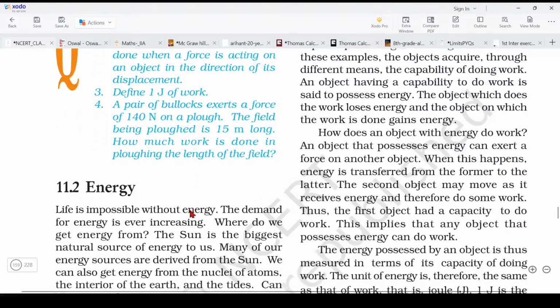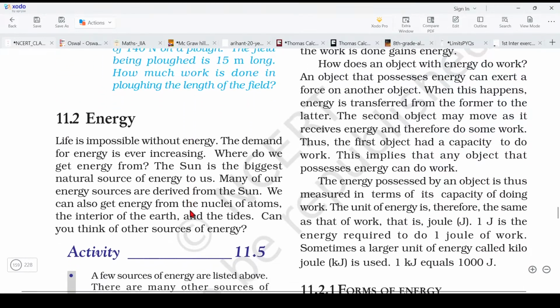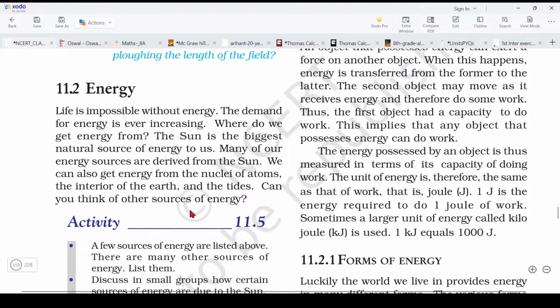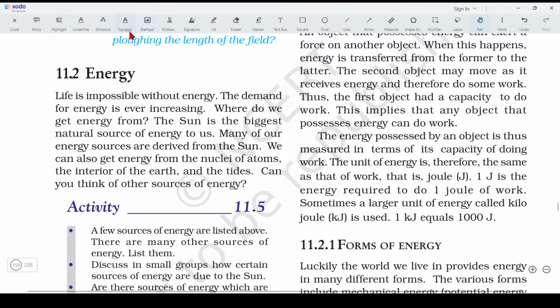What is energy? What are the units of energy? Energy is also joules. What are the units of work? Units of work are joules, and this is also joules.